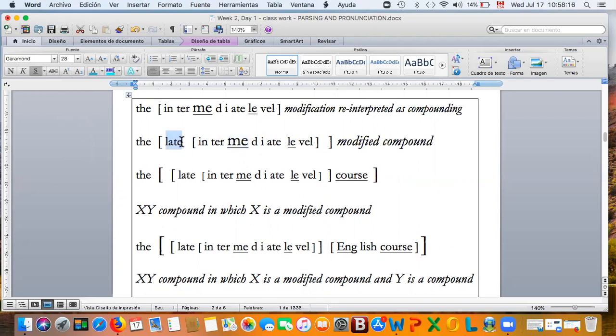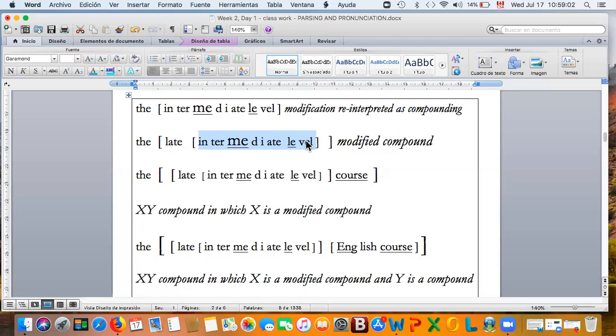Now, we could modify that compound because in the intermediate level, I know this from teaching English for a while, we have early intermediate level and late intermediate level. And in between the two, we have the ordinary intermediate levels. Well, we don't normally say that, but I guess that's what it would mean. So, how do we pronounce this? Here's the modifier, and here's the compound.